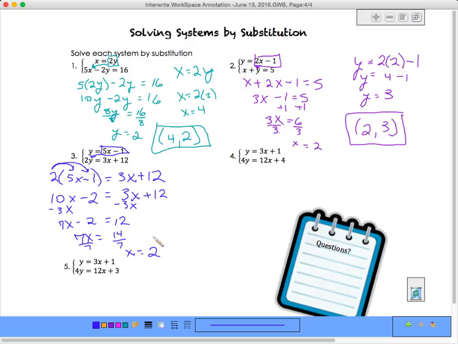That was nice. Okay, I can plug it into either equation, but the top one is solved for y, so it should be a little bit easier. We'll go y equals 5 times 2 minus 1, because x is 2. Well, that's 10 minus 1 is 9. So y equals 9. (2, 9) is my solution.